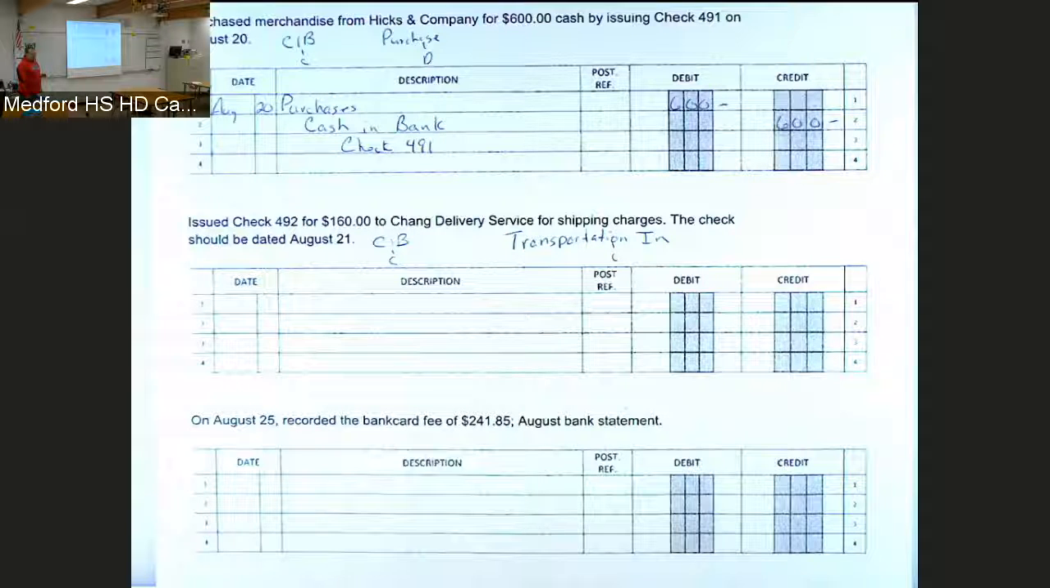Different classification. Transportation in is a different class. The result's the same. It's a different classification because we're recording the amount of money that it costs us to purchase merchandise. Why would we want to know the total amount that it costs us to purchase merchandise?